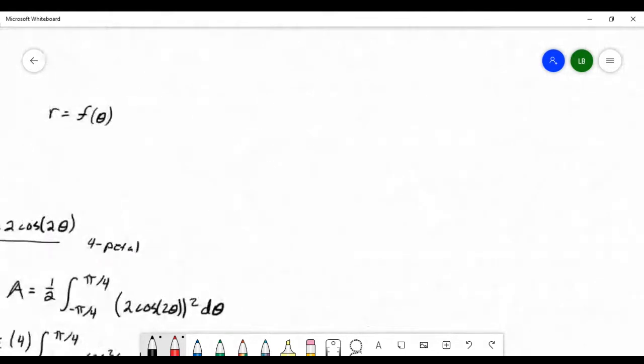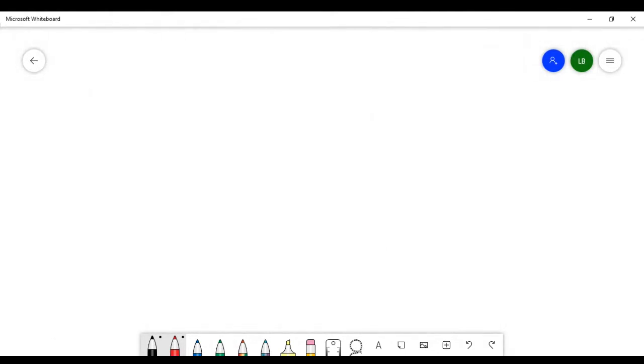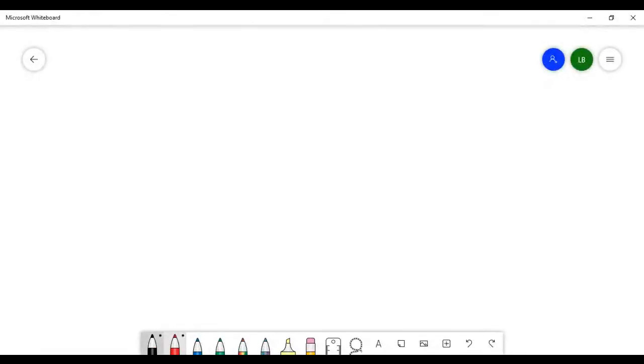We'll go ahead and do a second example. And this one's going to be a bit harder. Find the area inside of both r equals 2 plus 2 cosine theta and r equals 6 cosine theta.